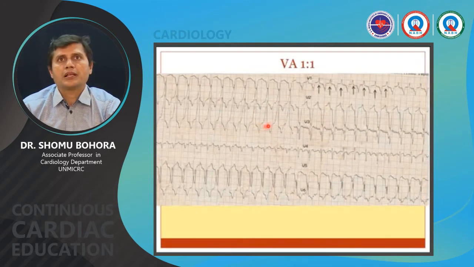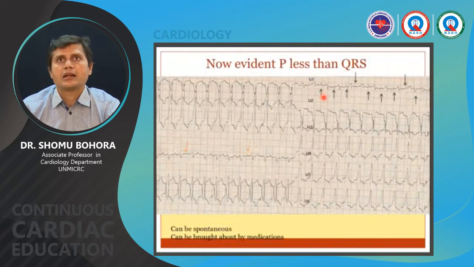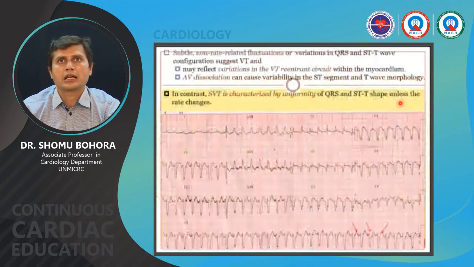Occasionally in a broad complex tachycardia, you may see a ventricular to atrial relationship of 1:1, as you can see in V1 here. You may do certain maneuvers like carotid sinus massage, and clearly you can see that there is a drop in the atrial activity. So the atrial activity is less than the QRS again, and this suggests it's a ventricular tachycardia.